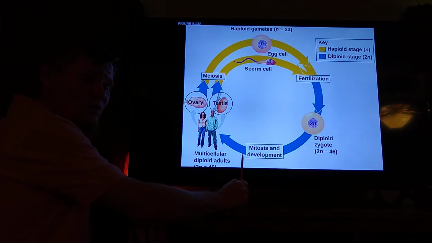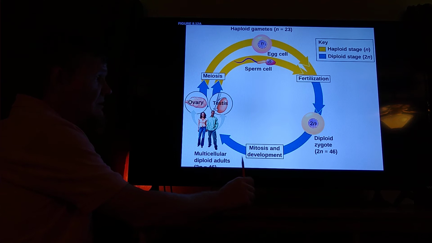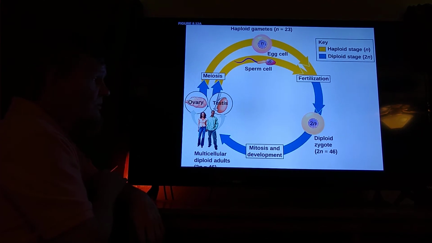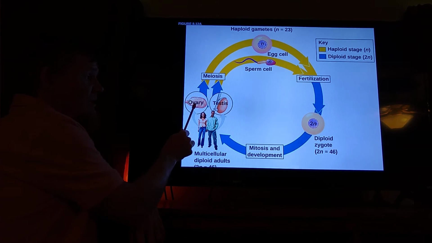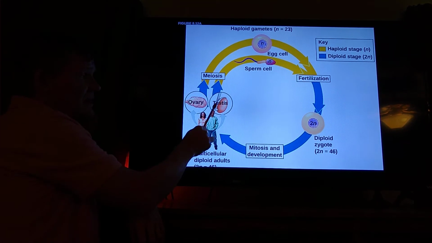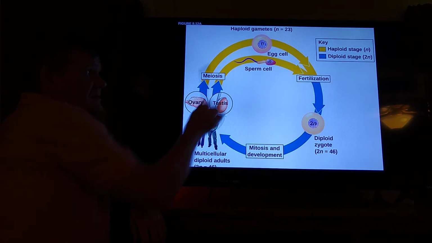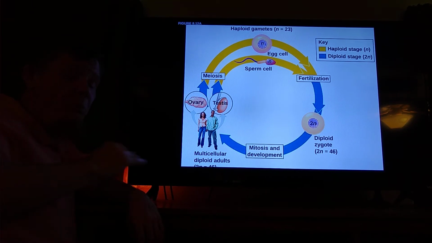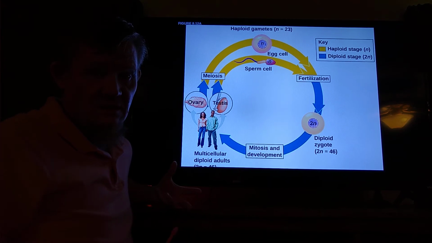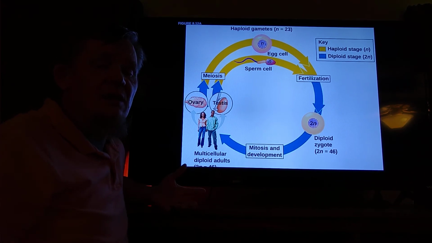Remember, the only organs that do meiosis are the testicles and the ovaries. Those are the only ones. The product of meiosis in the ovary is an egg. And the product of meiosis in the testicles is a sperm cell. The whole point of these 2 cells is to do what? To come together to make a new life.